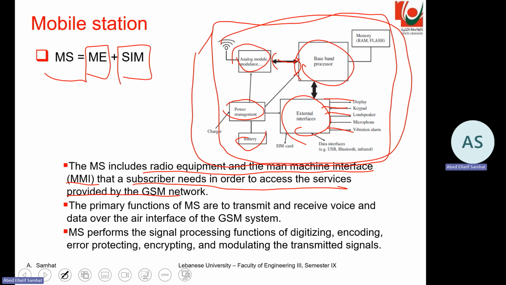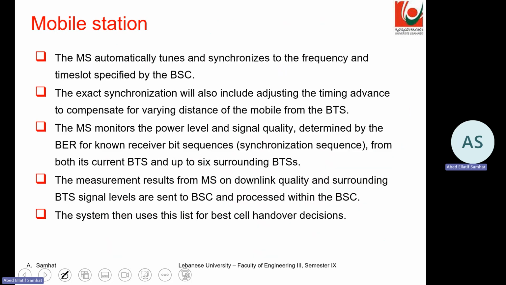So the primary functions of the mobile station are to transmit and receive voice and data over the air interface of GSM. And the different functionalities include signal processing, encoding, error protection, encryption, modulating, transmitting the signal, and so on. Okay. And how the mobile station works: when you turn on a mobile station, typically it should look for a frequency, and after that make a kind of time synchronization. So the mobile station automatically tunes and synchronizes to the frequency and time slot specified by the base station controller.